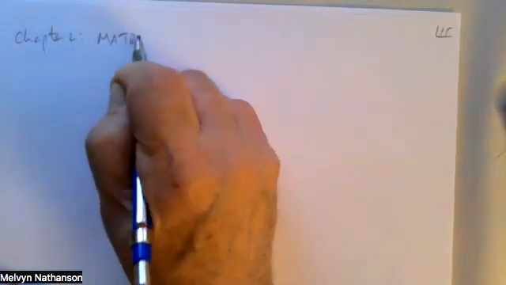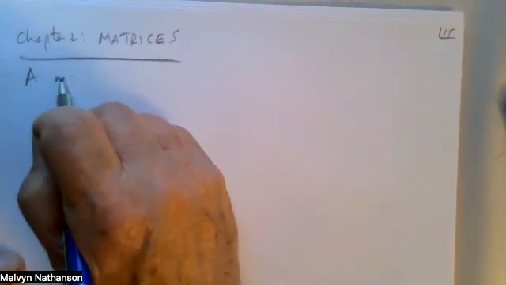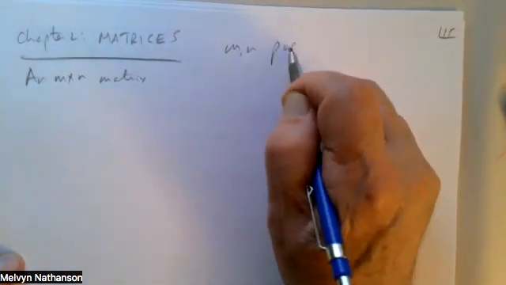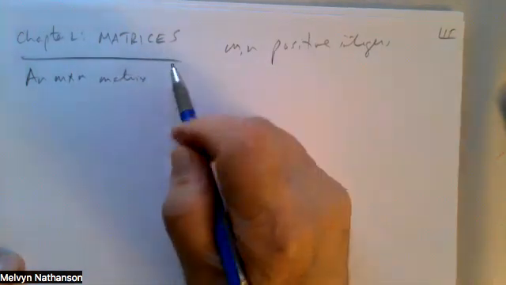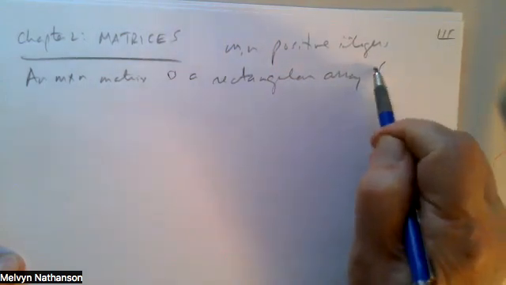So tonight I will post chapter 2, but I'm going to start to talk about it right now. So we've been looking at linear equations, but the subject of chapter 2 is matrices. And what is a matrix? An m by n matrix, where m and n are positive integers, is a rectangular array of scalars.